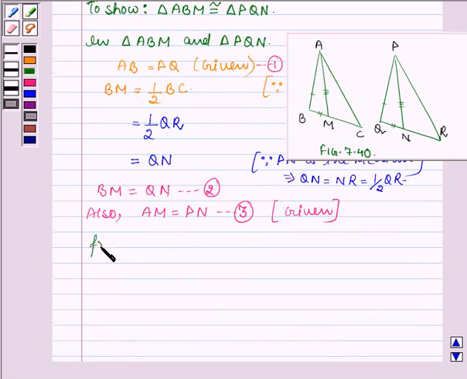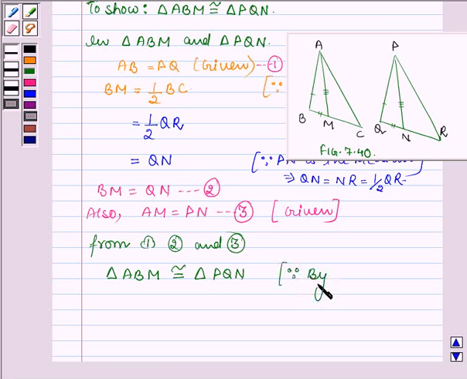So let this be 1, this be 2 and this be 3. Now with the help of equations 1, 2 and 3, we can say that triangle ABM is congruent to triangle PQN by SSS congruence. That is, in two triangles, if the three sides of one triangle are equal to the three sides of the other triangle, then by side-side-side congruence, both the triangles are congruent. So this proves the first part.